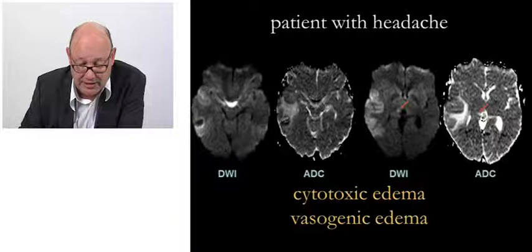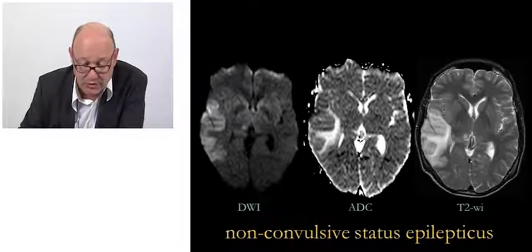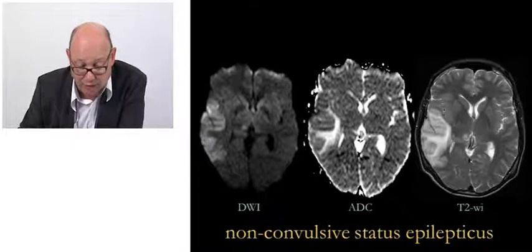And actually this patient who suffered from a headache has both cytotoxic edema and vasogenic edema as a result of a non-convulsive status epilepticus. The cavernous malformation was giving rise to seizures, and because of these seizures you had these signal abnormalities with cytotoxic edema in the cortical gray matter and vasogenic edema in the white matter.